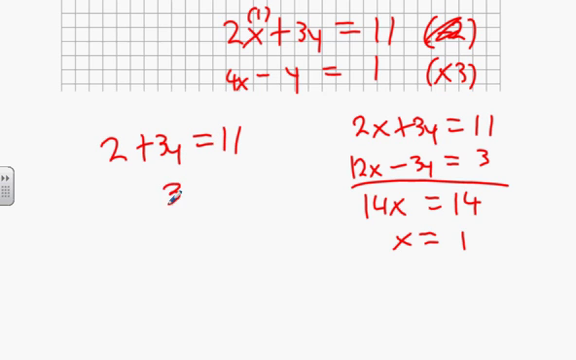Move the 2 over the other side. 3y equals 11 minus 2, which is 9, divided by 3. y equals 3.